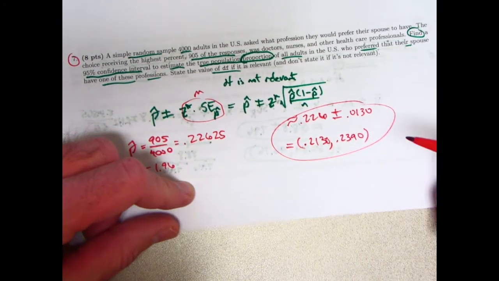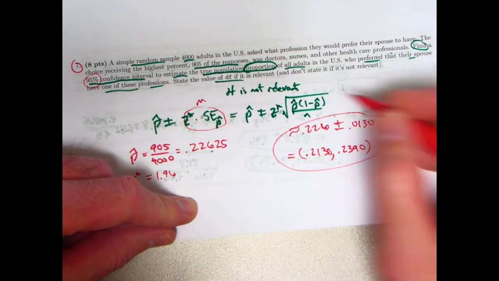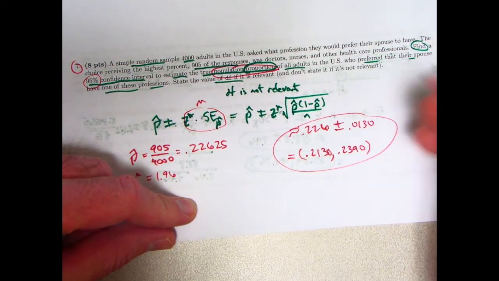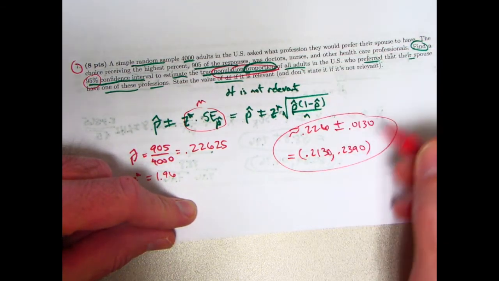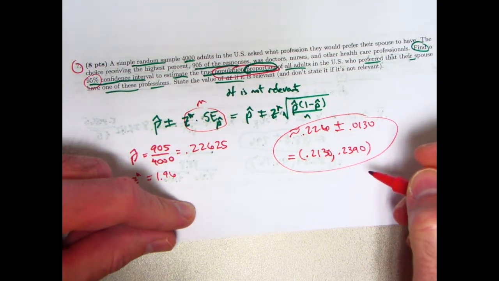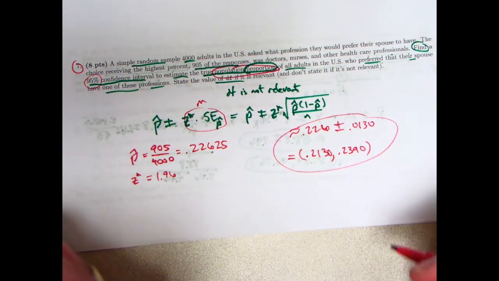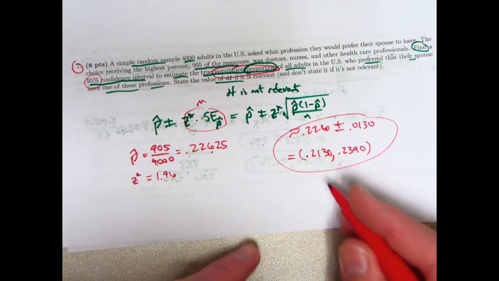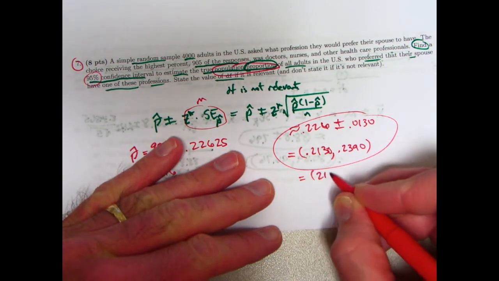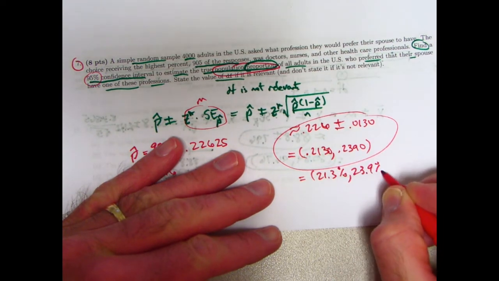What does it mean? It means we're 95% confident, pretty sure, that the true population proportion of adults who prefer that their spouse be in the healthcare industry is in this interval somewhere based on this simple random sample of size 4,000. Okay, we're pretty sure the true proportion is somewhere between 21.3% and 23.9%. And that's another thing about proportions, you can write your answers as percentages. You can write it like that.